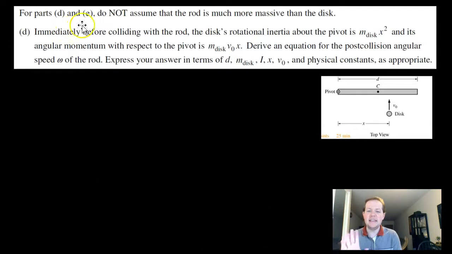For parts D and E, do not assume that the rod is much more massive than the disk.